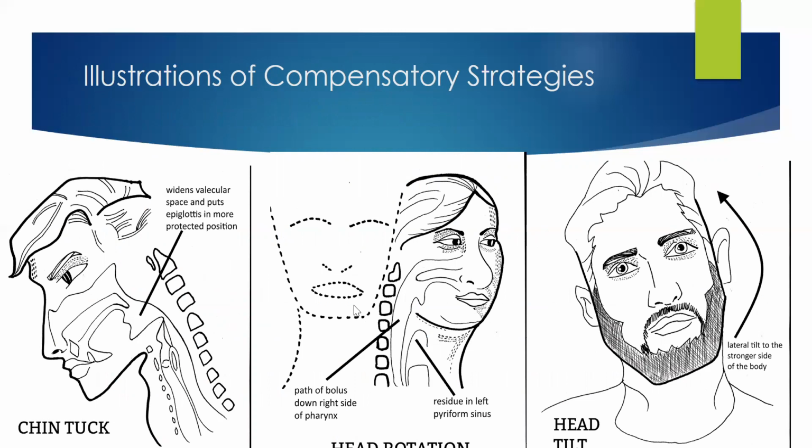Here in the middle of this slide is head rotation. And so we basically turn the head to the side of weakness, so that the path of the bolus will go down the strong side. So it sort of seals off that side by turning to the side of weakness. And then the head tilt is we would tilt the head to the stronger side of the body, and again, using gravitation. So this is often used when there's oral weakness, and a more common technique in head and neck cancer.